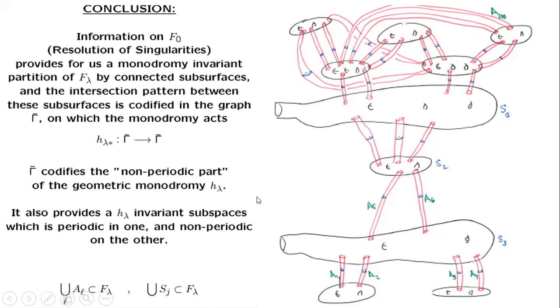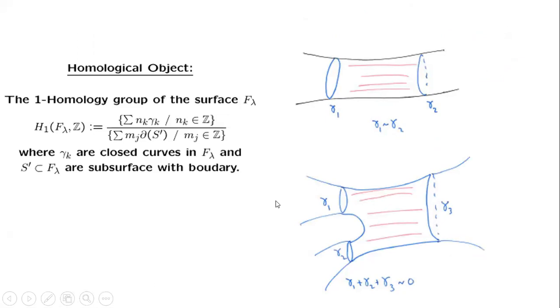And then, so now we will replace this geometric picture of pieces of surfaces with a homological object. And the homological object is the first homology group. The first homology group of a surface is a very simple object because you can express it as the formal sum of closed paths with integer coefficients modulo the boundary with weights of subsurfaces. So this is the first homology group.